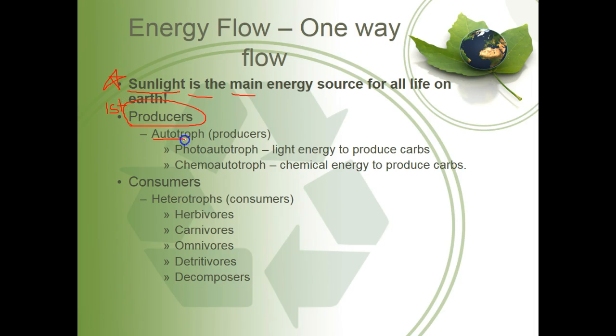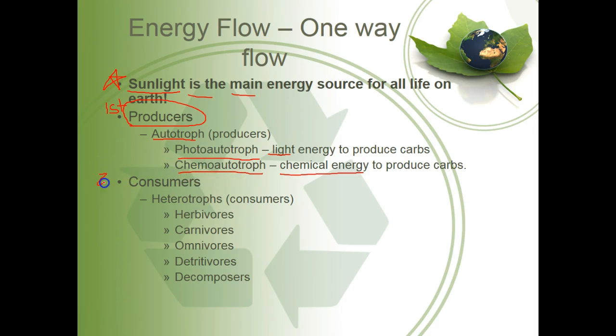Producers are also called autotrophs. Autotroph means that they are self-feeding, and so we have these differences between autotrophs. You have photoautotrophs that use light energy, photo, light, and chemoautotrophs, which use chemical energy. An example of a photoautotroph would be a plant. They use photosynthesis. We know what photosynthesis is from earlier in the school year. An example of a chemoautotroph would be bacteria that live in the bottom of the ocean and are using chemical energy to produce carbs.